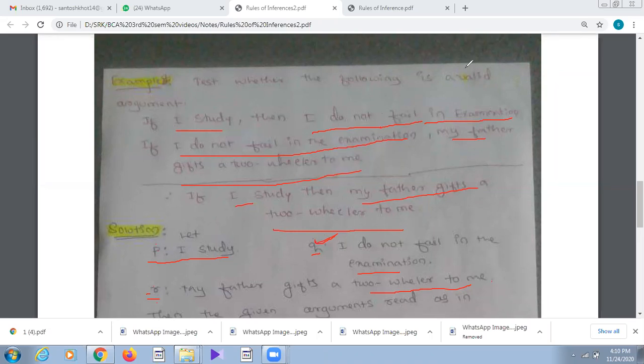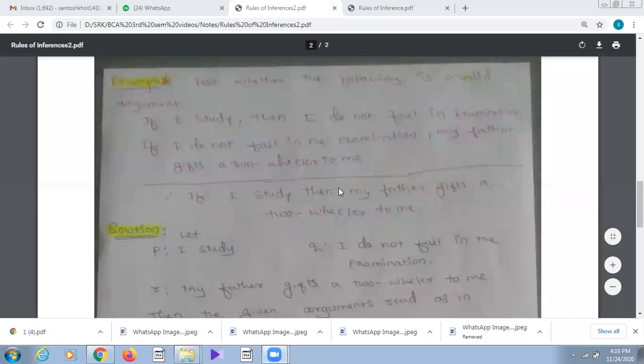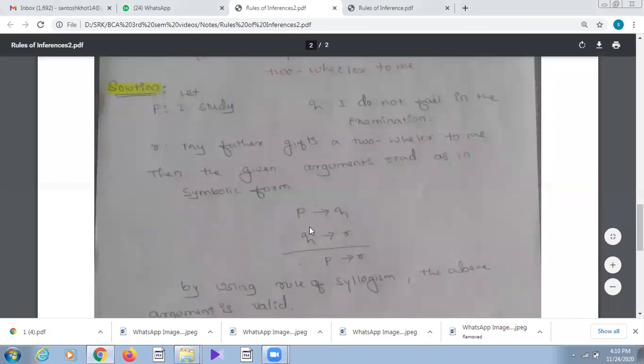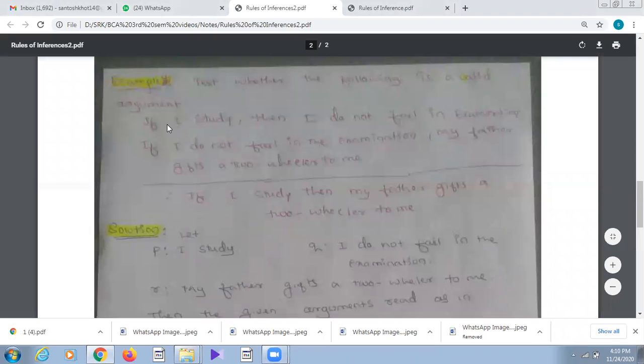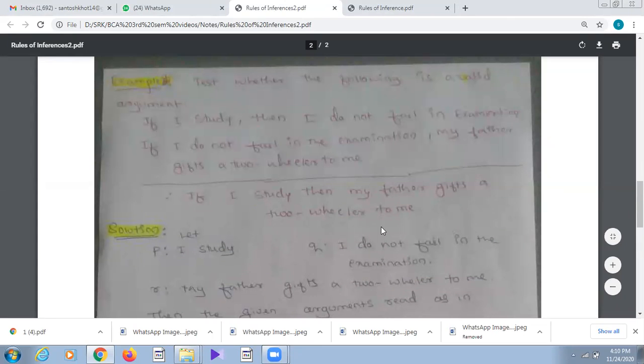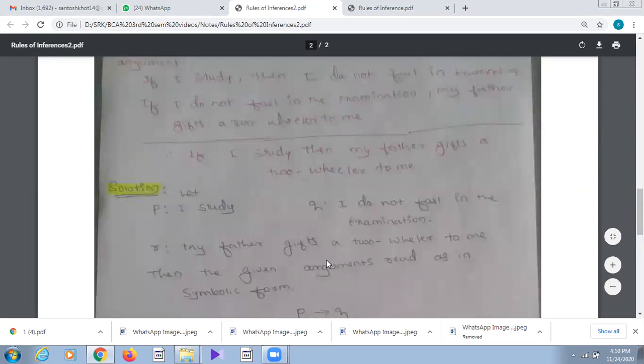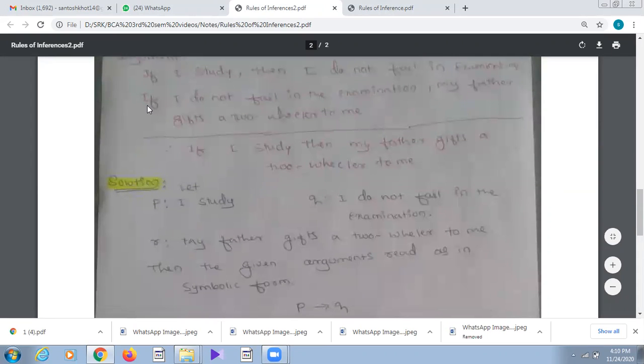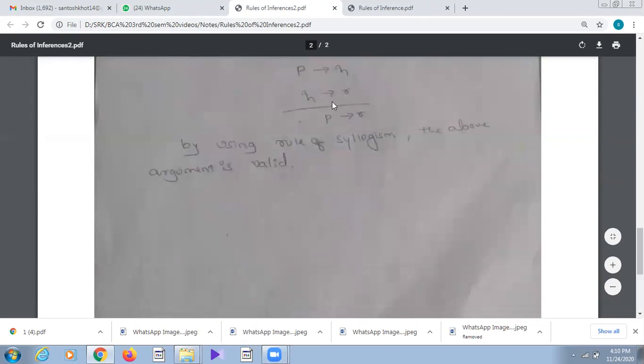Next, after identifying the primary statements, how to do the symbolic form. See here, in this argument, "if I study" means P, "I do not fail in the examination" means Q. So P then Q. Next, "if I do not fail in the examination" is Q, and "if" is the conditional symbol. "My father gives a two-wheeler to me" is R. So the second premise is Q conditional R.